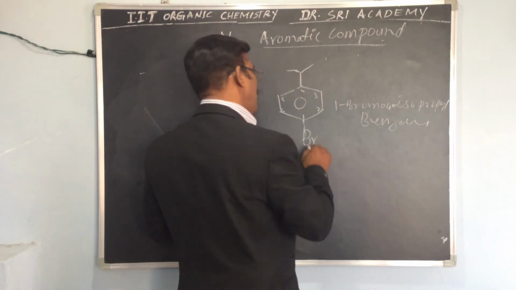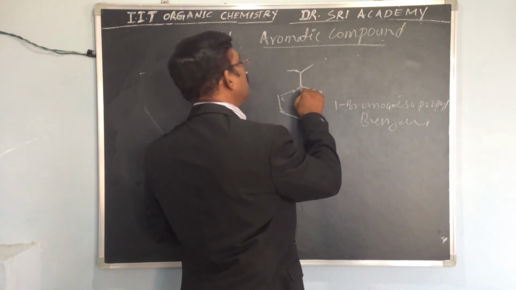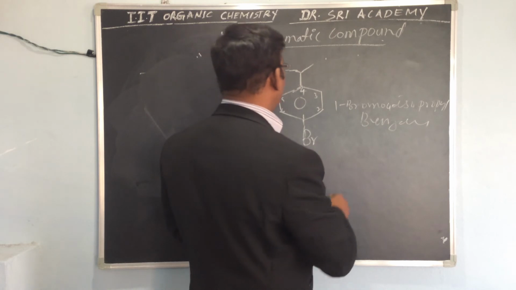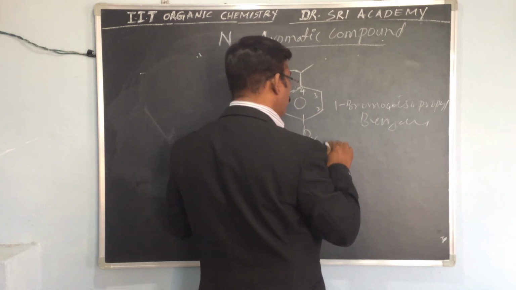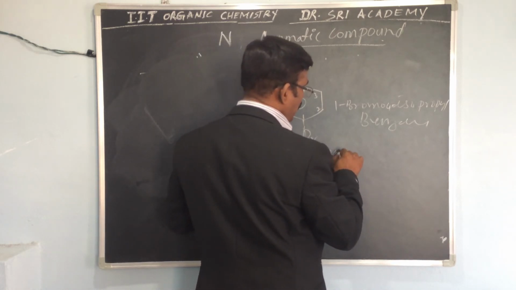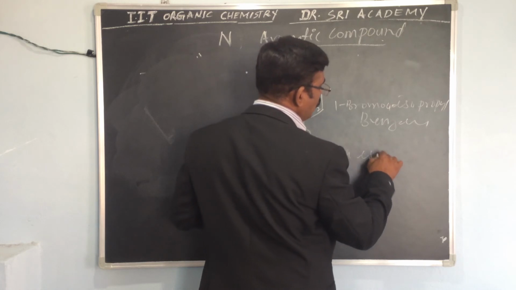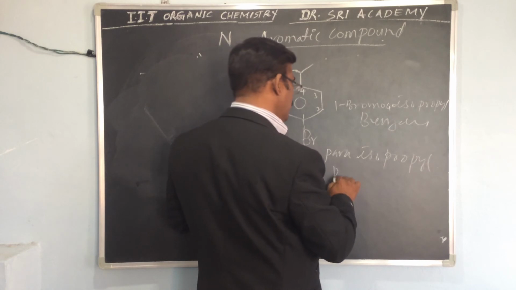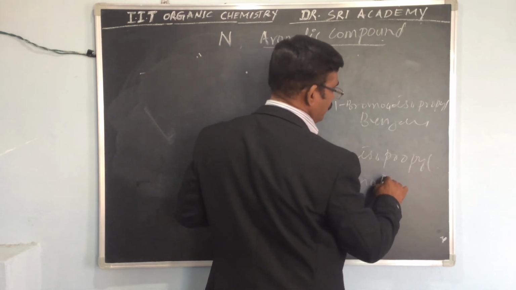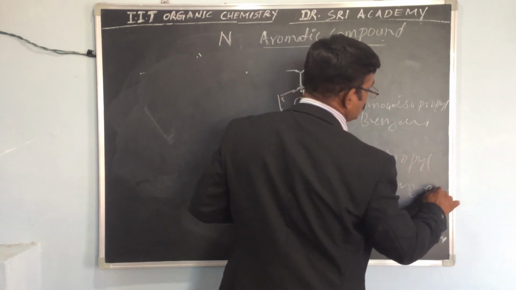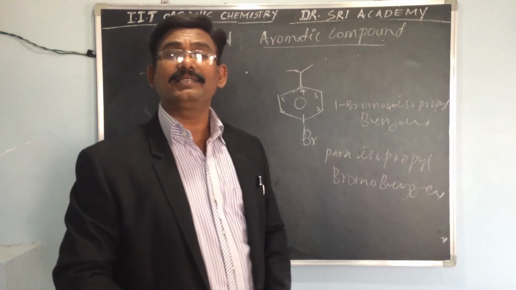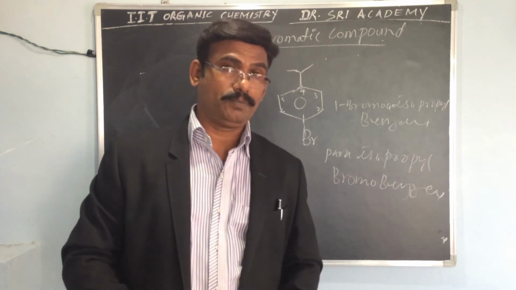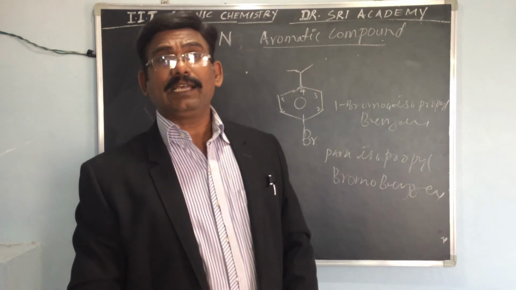So we can write that the para position contains the isopropyl. So we can give the name para-isopropyl bromobenzene. So this is the naming system of aromatic compounds of disubstituted benzene. Okay, so disubstituted.